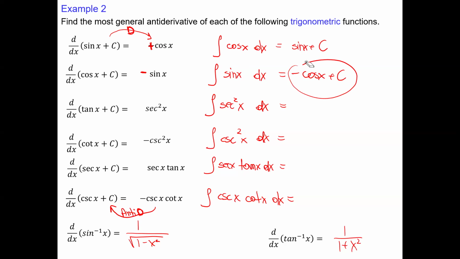Anti-differentiation. Okay, and then secant square. The antiderivative for secant square of x is tangent of x, because the derivative of tangent is secant square, plus the constant. Cosecant square of x is negative cotangent. Yes, we have to incorporate this, because the derivative of negative cotangent of x is cosecant square of x.